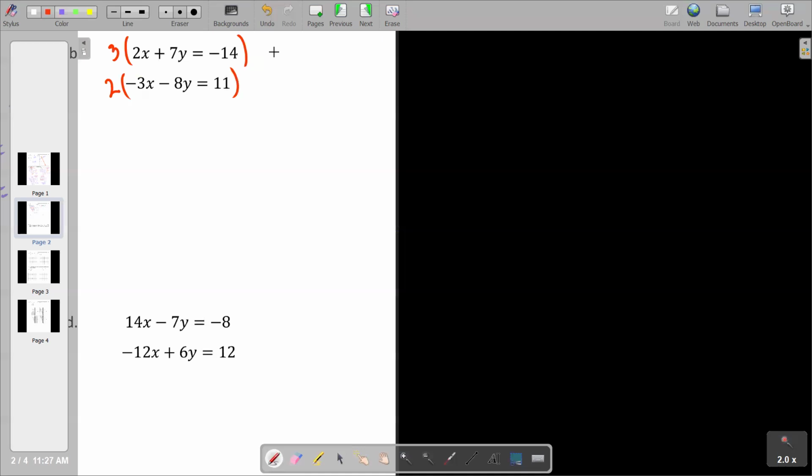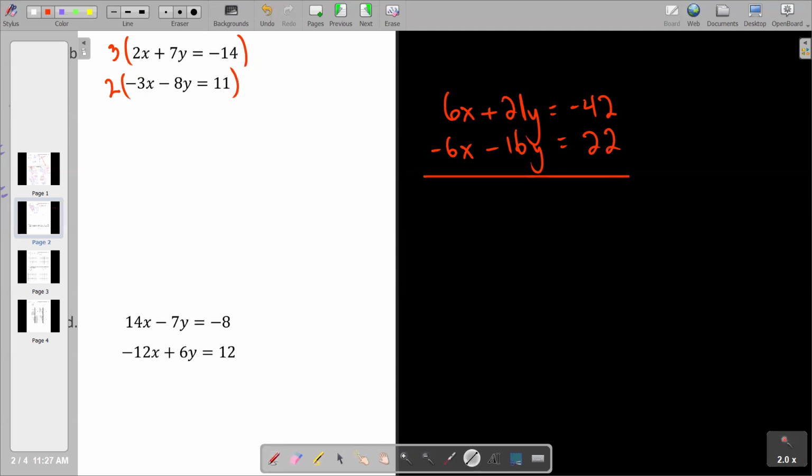And that's going to result in, I'll write over here, 6x plus 21y equals negative 42. The bottom equation is negative 6x minus 16y equals positive 22. And this is where I draw my line because I say, good to go, going in. This is as classic of an elimination problem as a dude could possibly write. So when you add them together, the x's go poof, you're left with 5y. And negative 42 plus 22 is negative 20. You divide by 5, and y is negative 4.